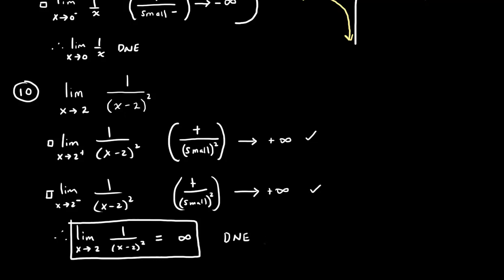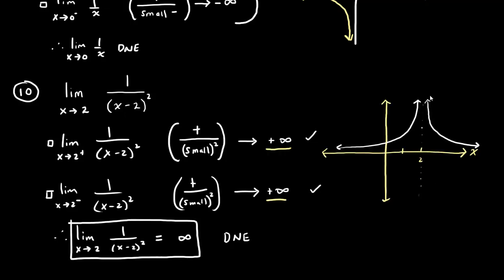As a general rule, we want to be as specific to the reader as we can, so we summarize it by saying equals infinity. And here's a graph.